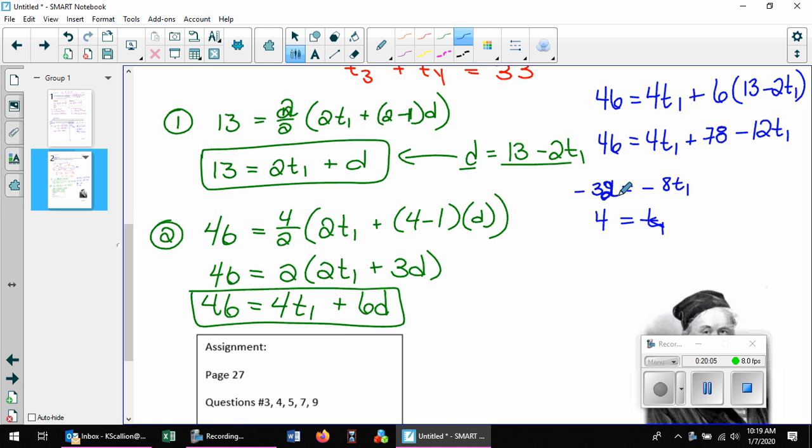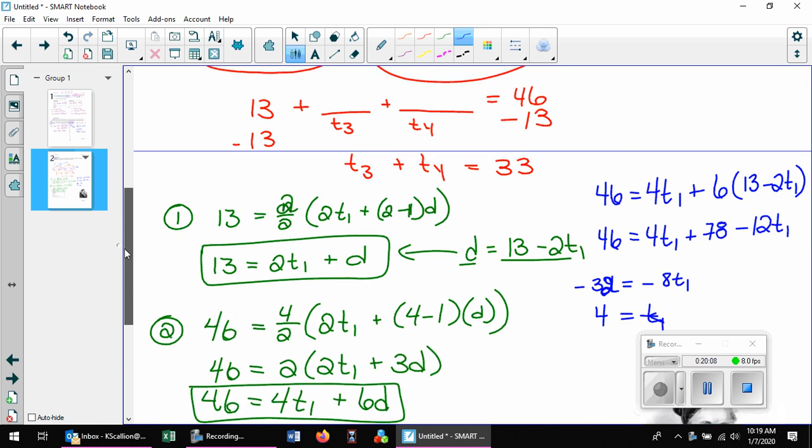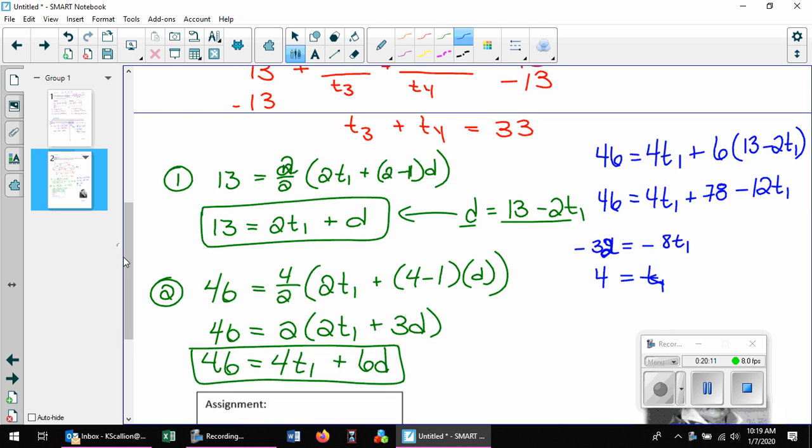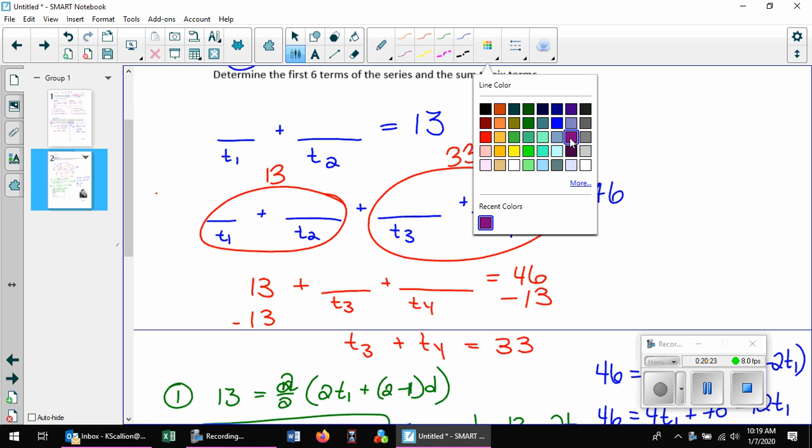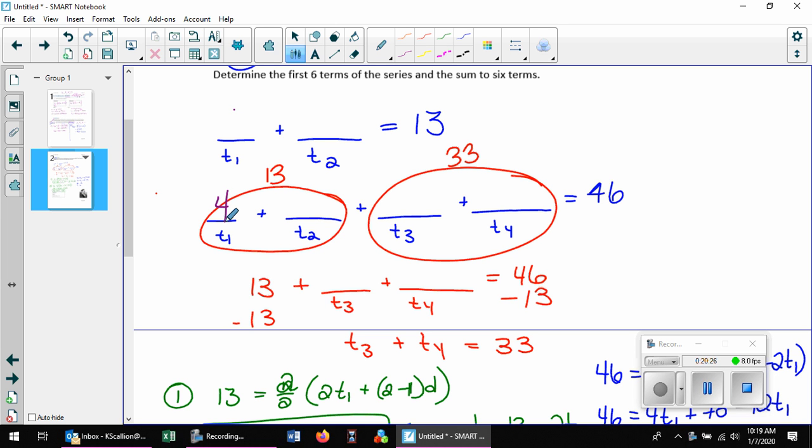So now we can do some just thinking math. Are you guys okay if I scroll up? Yeah, thank you. Okay, so we know that we found t1 is 4. And we know that they have to add up to 13. So it's 9, right? What's the common difference? 5. Okay, so this is 4, this is 9, what's this one? 14? 19. Do 19 and 14 add up to 33?